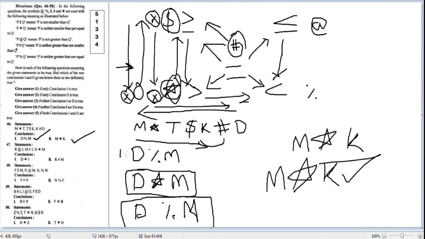See, in the first conclusion, I changed the sign because we moved in the opposite direction. We moved from D to M, which is the opposite direction. But in the second conclusion, we moved from M to K, which is the same direction. That is how you normally go, from left to right. If you move from right to left, then you have to reverse the sign which you get at the end. So both are right, so the answer should be 5.